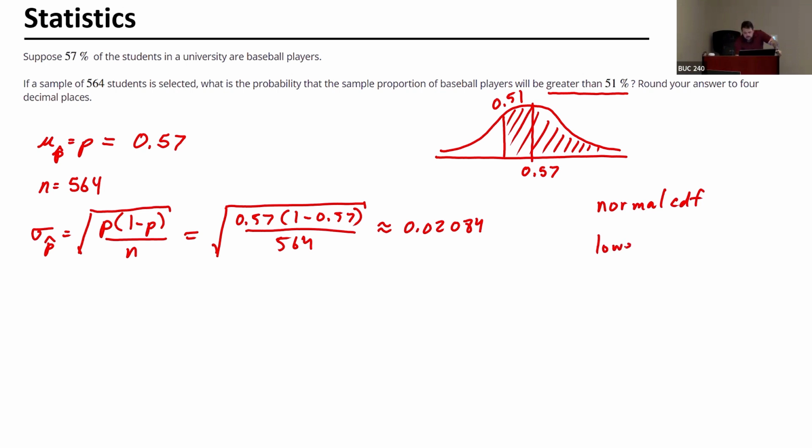I have a lower bound of 0.51. I have an upper bound of 1e to the 99. I have a mean of 0.57. And then that standard deviation I found is 0.02084.